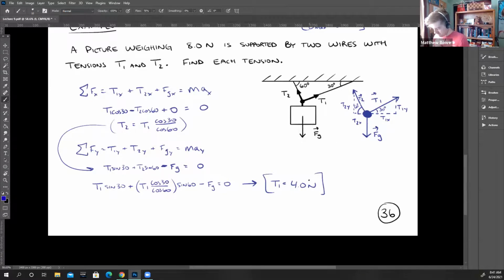Now that we know T1, we can put it back into any of these other equations. I'll put this into that equation and solve for T2. So do that step down here. T2 equals 4.0 newtons times cosine of 30 over cosine of 60. We get T2 equals 6.9 newtons. All right.